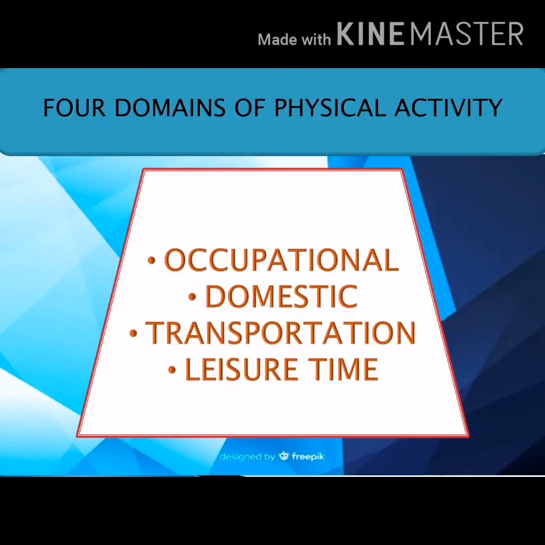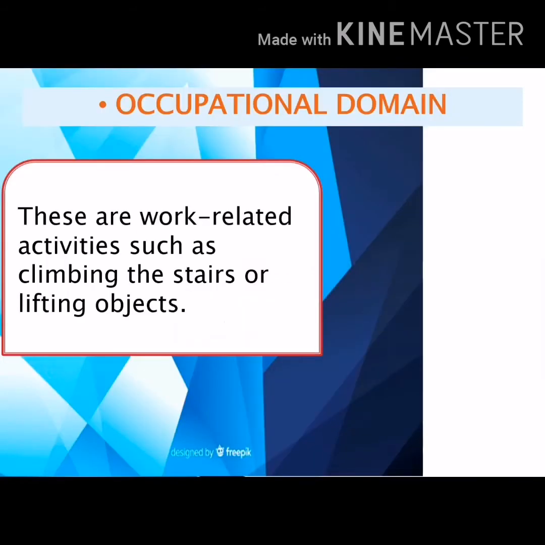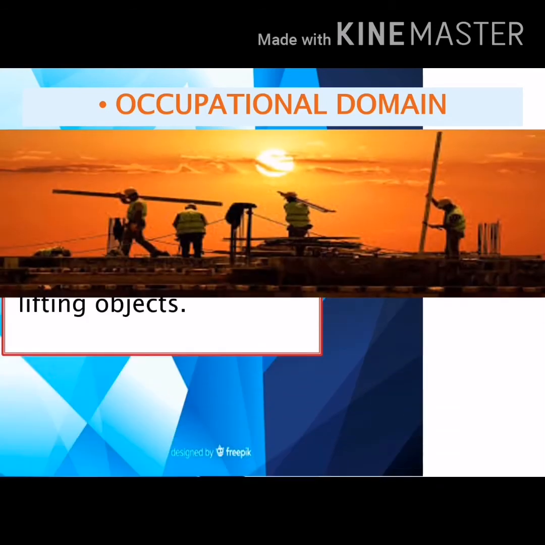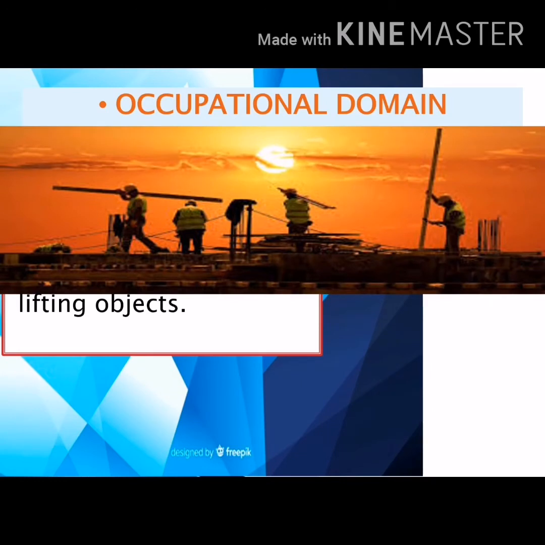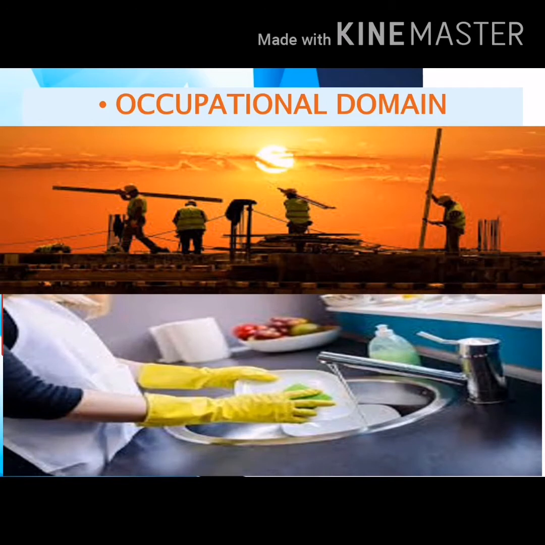So we can classify our physical activities into different domains, namely occupational domain, domestic domain, transportation domain, and leisure time. Occupational domain are work-related physical activities. So if you are a construction worker and you lift objects or mix cement, the same is true if you are a dishwasher and you wash the dishes every day, then we can classify those activities as occupational based on the nature of your job.